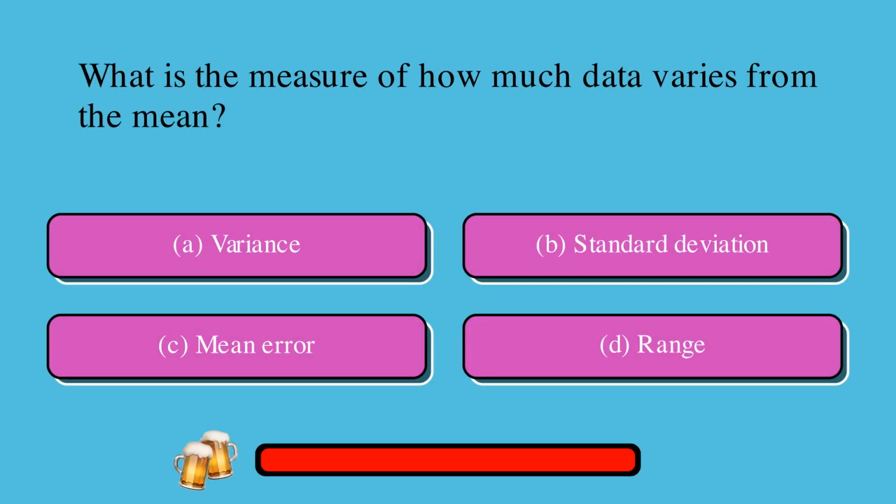What is the measure of how much data varies from the mean? A, variance, or B, standard deviation, or C, mean error, or D, range. The correct answer is A, variance.